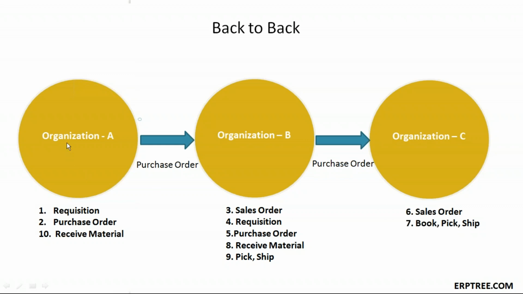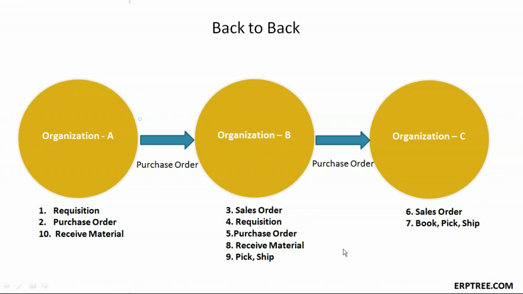Organization A is placing the purchase order to organization B. Because of this demand, organization B is placing the purchase order to organization C. Now, once the purchase order is received by organization C, they'll create a sales order in their books. And if stock is available, they book the sales order and do the picking. They pick the material from the warehouse and finally ship that material to organization B, who is organization C's customer. For organization C, B is the customer. For organization B, A is the customer.